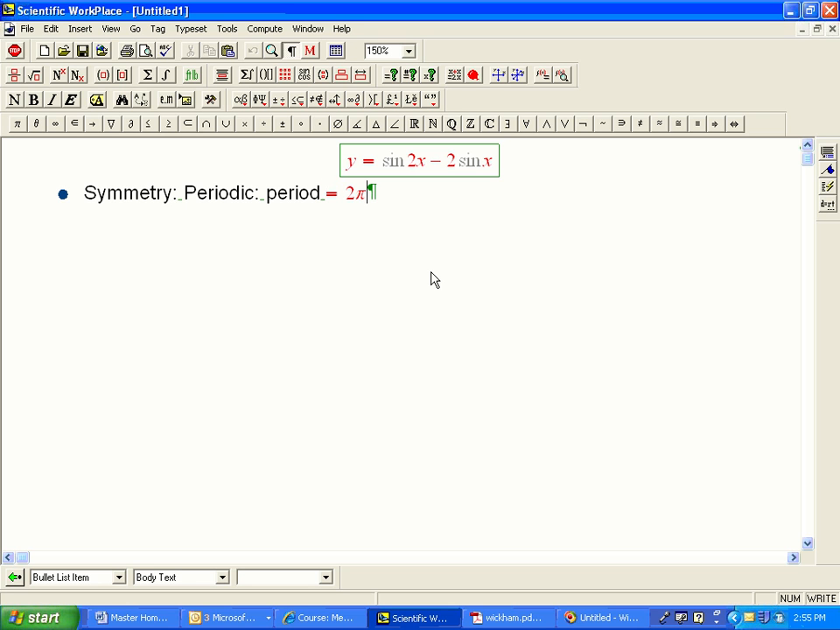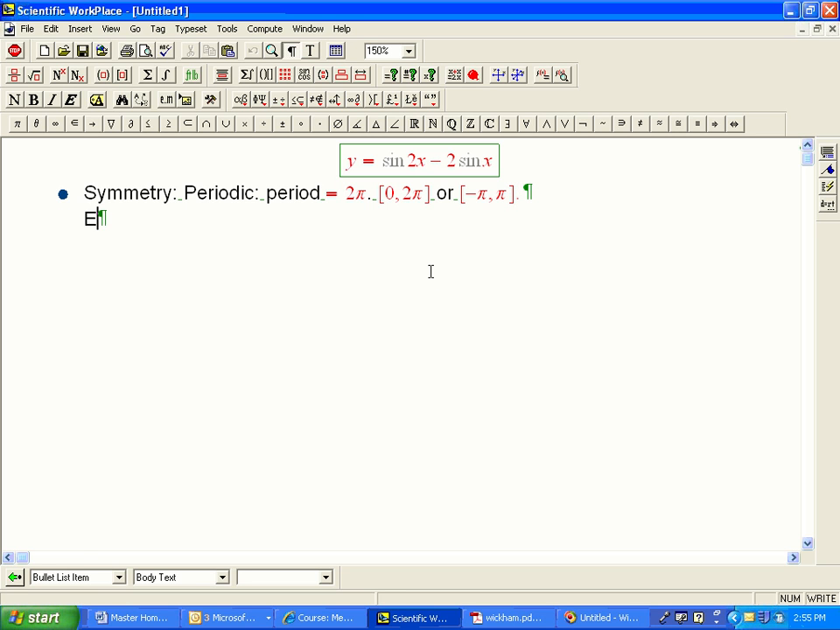The period equals 2 pi. And so what that means is, just from that, we only have to plot on the interval from, let's say, 0 to 2 pi. Or it might be smarter to go from minus pi to pi, and we'll see that that is going to be a little smarter, because there's other symmetries to look for after all.